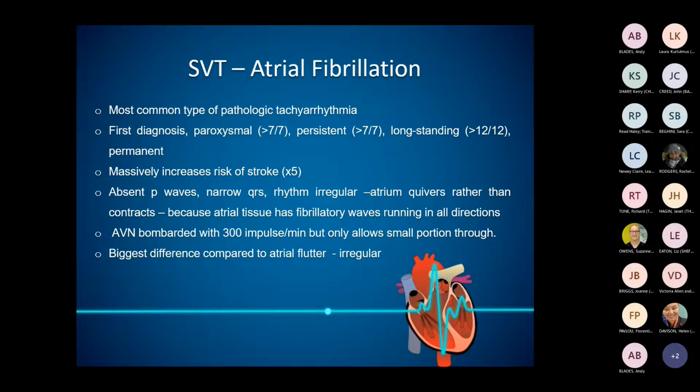There are a couple of treatments for that, as well as we tend to put patients on anticoagulants to prevent the stasis and thickening of blood.